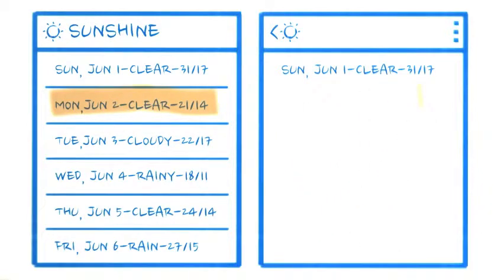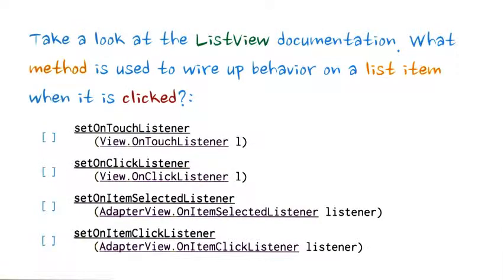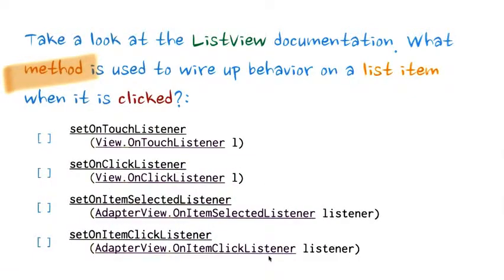How do we implement the click listener behavior? Take a look at the list view documentation. What method is used to wire up behavior on a list item when it is clicked? The answer is setOnItemClickListener. We should register an OnItemClickListener with the list view via the setOnItemClickListener method. Then when an item in the list view is clicked, the callback is invoked.